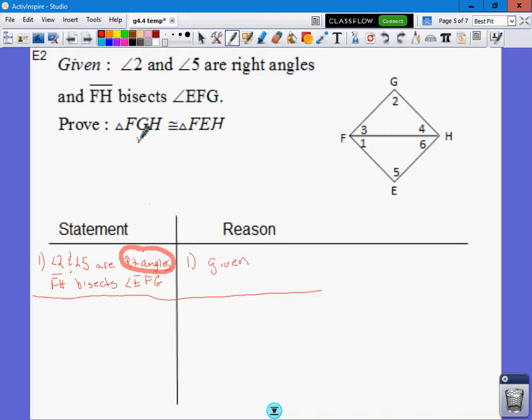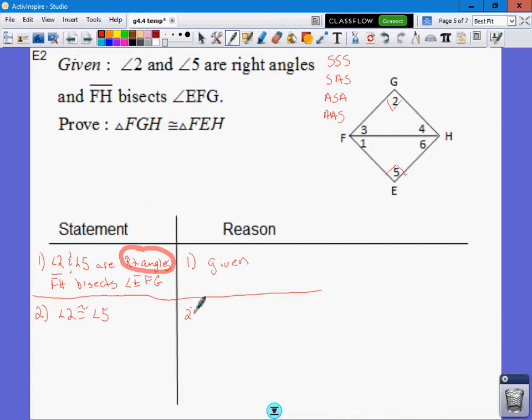Remember, in order to prove triangles are congruent, I have to know that the sides or the angles are congruent, because again, I'm using one of the four methods that we've talked about recently. Two and five are right angles. Did that state that angle two is congruent to angle five? Did it state that they're congruent? Not really. This may seem like a little step, but angle 2 is congruent to angle 5.